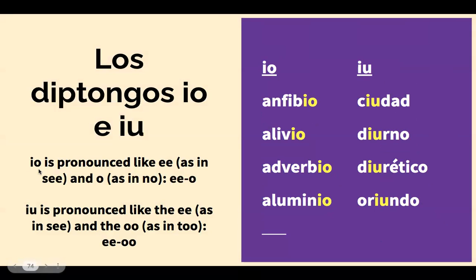The diphthong IO is pronounced like the double E as in sí, and then the O as in no. IO. Repitan: anfibio, alivio, adverbio, aluminio. The IU is pronounced like the double E as in sí, followed by the double O as in two. IU. Repitan: ciudad, diurno, diurético, oriundo.